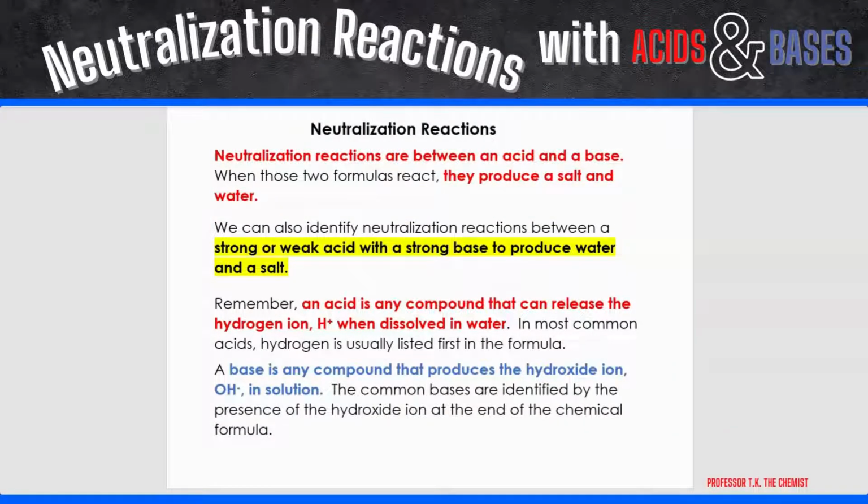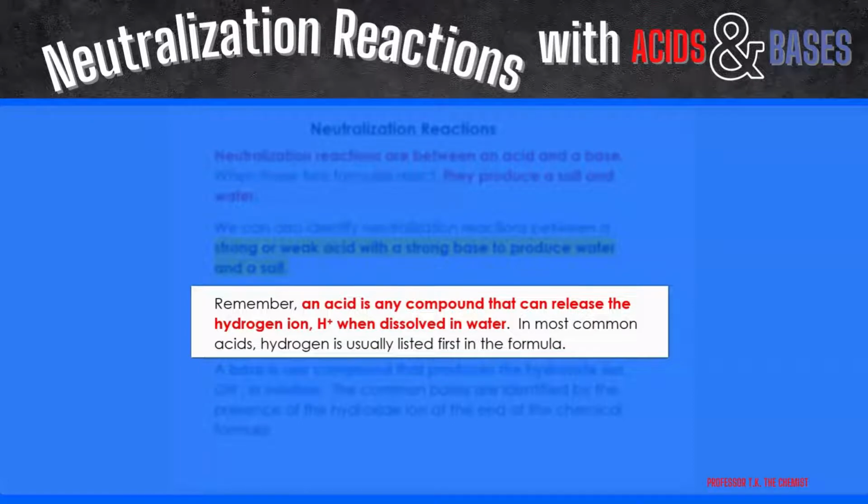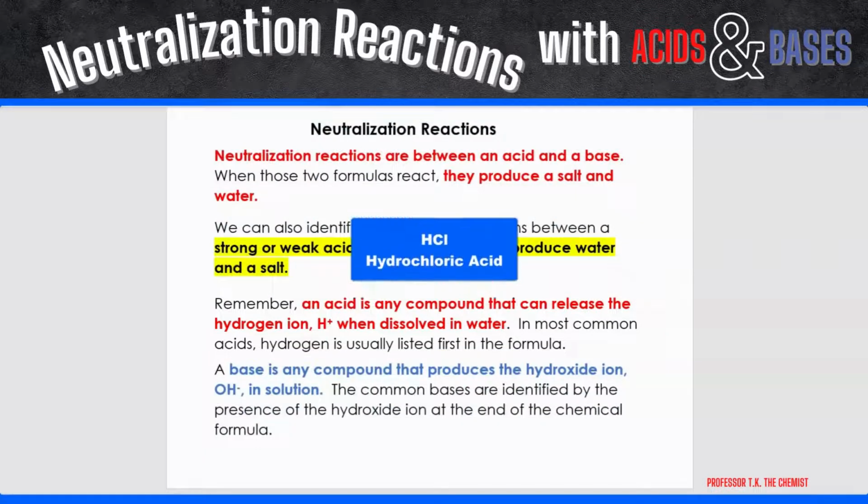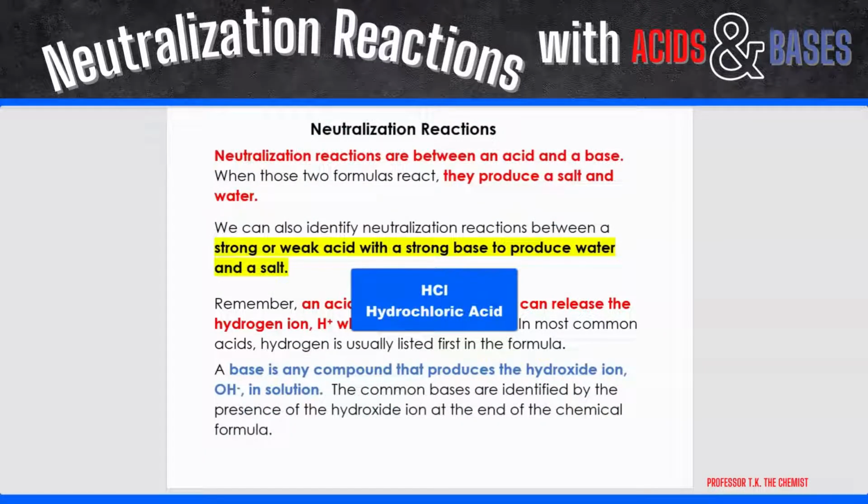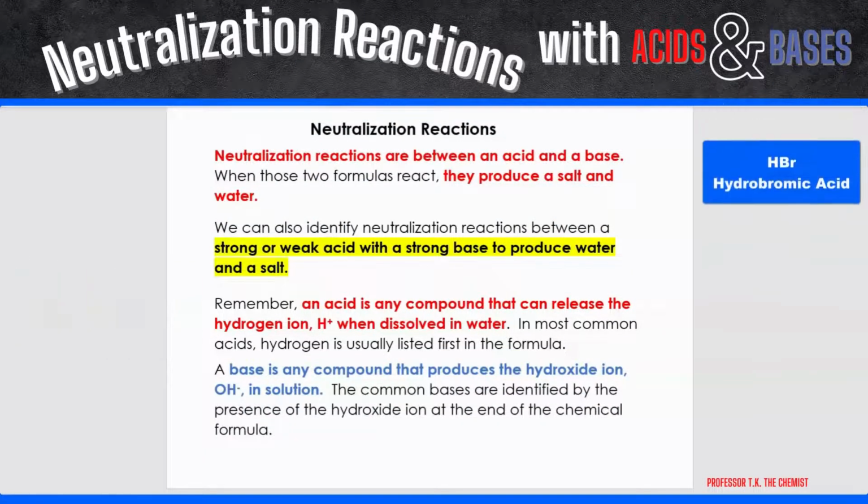Now, remember, an acid is any compound that can release the hydrogen ion H+ when dissolved in water. In most common acids, hydrogen is usually listed first in the formula, like HCl, hydrochloric acid, HBr, hydrobromic acid, okay?